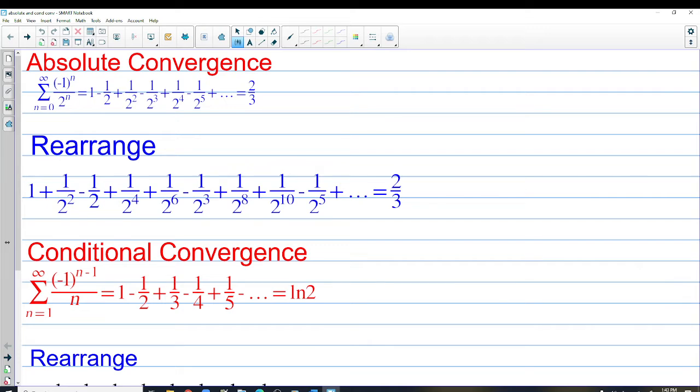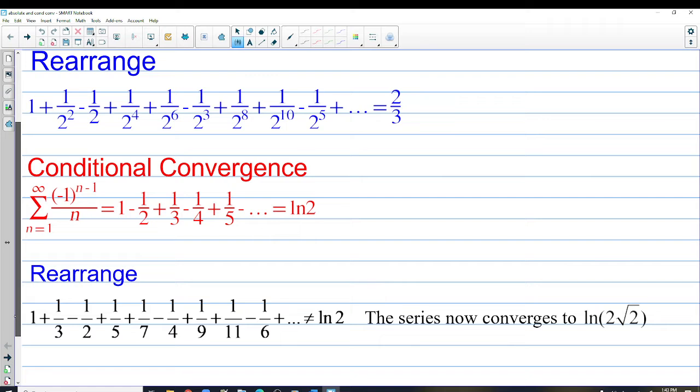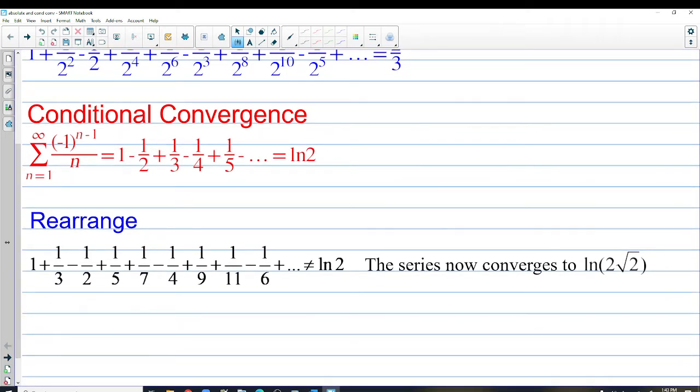Doesn't matter. With conditional convergence, if we put them in order, plugging 1 in, plugging 2 in, and so on, this will converge to the natural log of 2. If we use the same terms but rearrange them, you could put them in an order that would not converge to natural log of 2. This order would converge to natural log of 2 times square root of 2. And not only could you have it converge to that, if you knew how to rearrange them, you could make it converge to anything you want if the series is conditionally convergent.